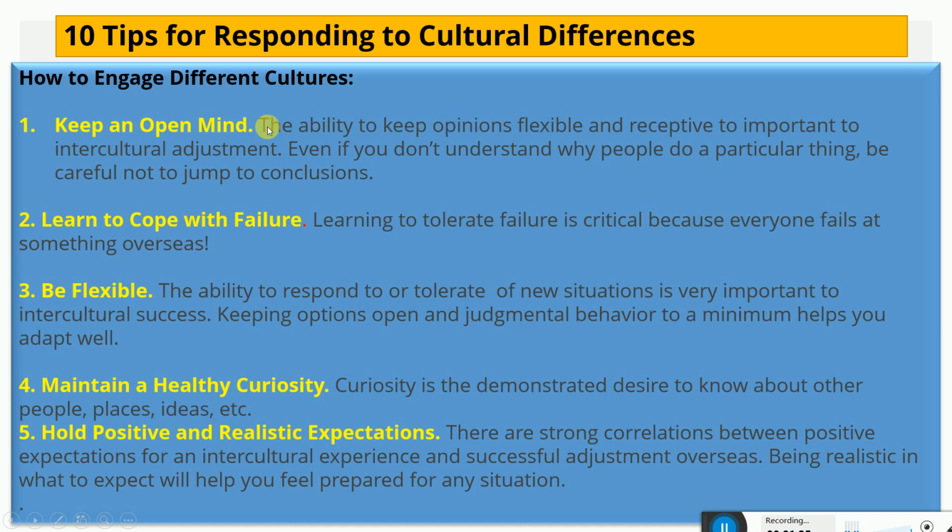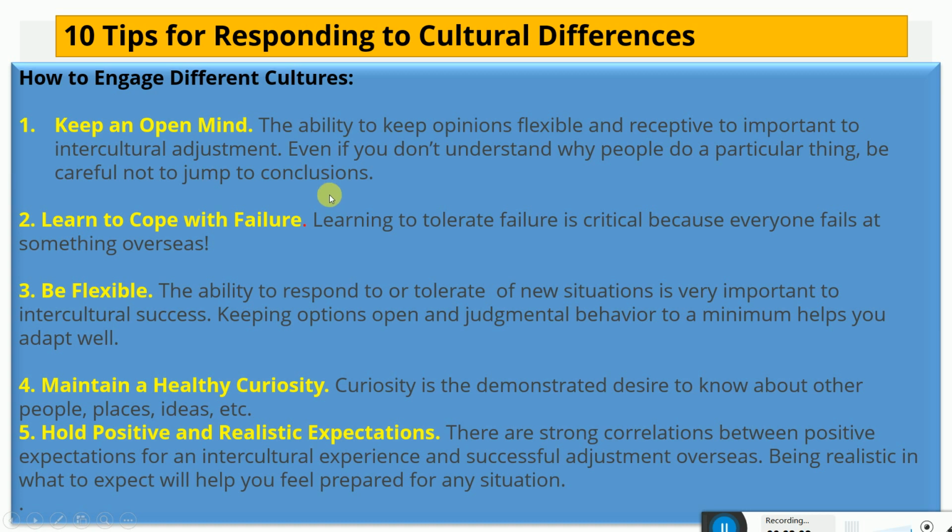What do we mean by open minded? When people directly ask a question in a class, it is open minded. If you don't know anything in a class and you sit quiet, this is not open minded. Open minded means the ability to keep your opinions flexible and respectful, which is important in cultural adjustment. If you are not adjusting to another cultural system, it is not open minded. Even if you don't understand why people do particular things, be careful not to jump to conclusions.